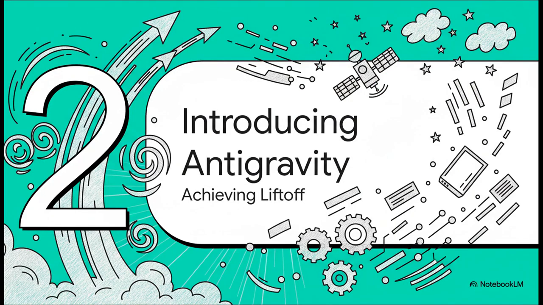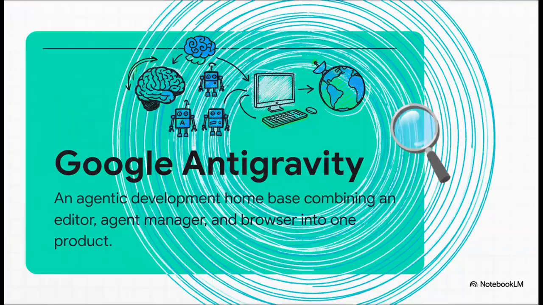So, okay, if that's the gravity, what's the rocket ship? Well, the folks over at Google DeepMind decided their answer wasn't just to build a slightly better hammer. No, they're aiming for a fundamental shift. They're basically rethinking the entire development process from the ground up for an era that's all about AI. And that brings us to this, Google Antigravity.